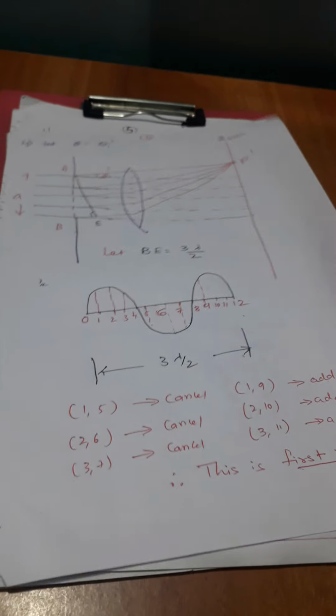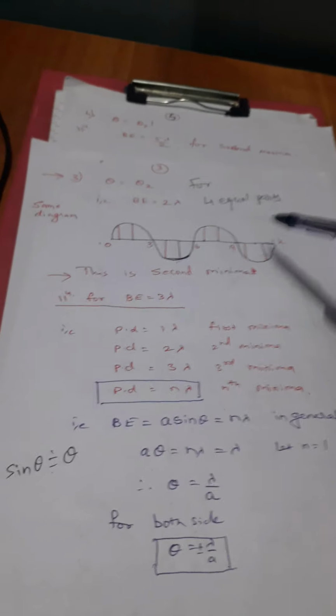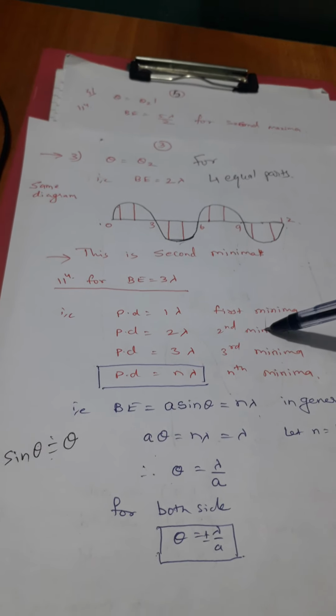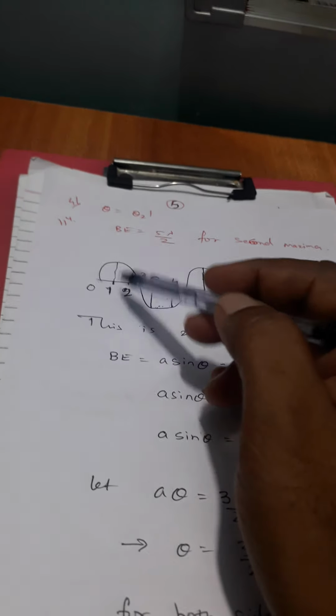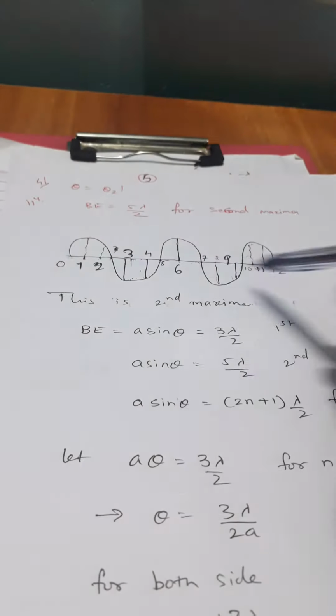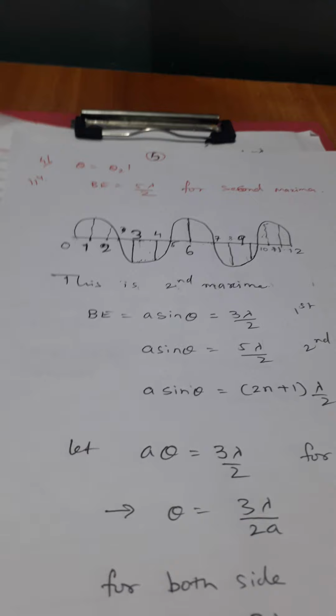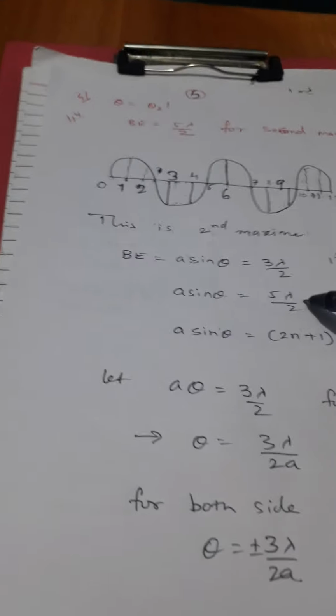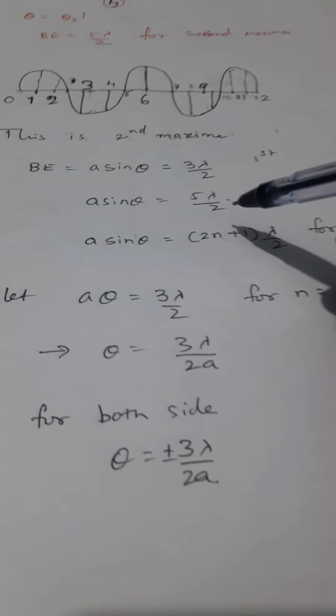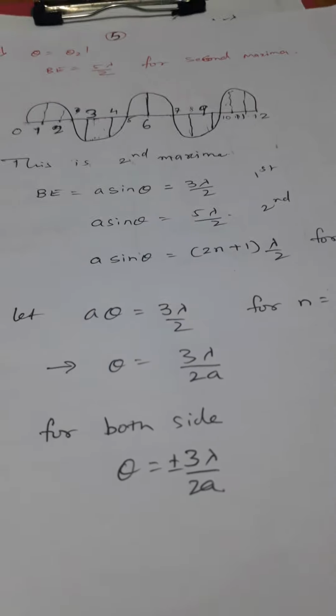Okay, so this is the condition for first maxima, 3 lambda by 2. Similarly, if we have 5 lambda by 2, accordingly you are going to get it. See over here, this is 5 lambda by 2. So when you divide, you have accordingly conditions. So a sin theta 2 is 3 lambda by 2. This is 5 lambda by 2. Similarly, because 3, 5 are odd numbers, it is (2n plus 1) lambda by 2.